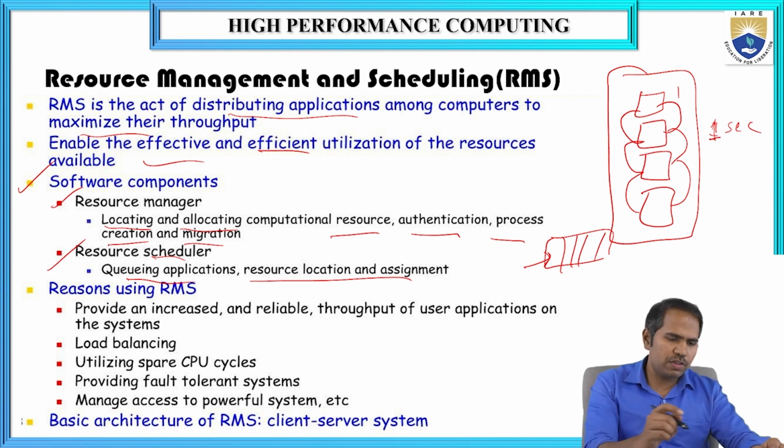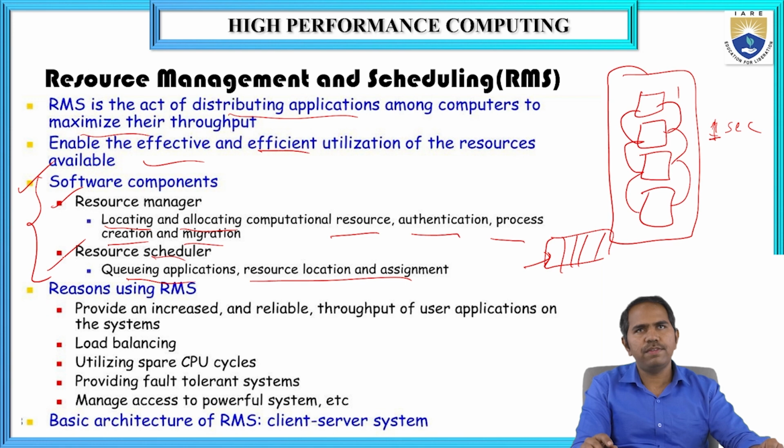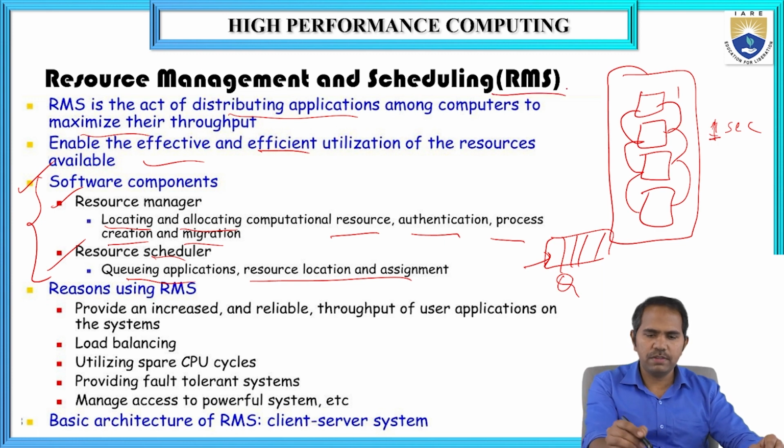So these are the software components: the resource manager and the resource scheduler. The manager allots and manages all the resources, and the scheduler schedules, like queuing applications. The applications arriving for processing have to be kept in a queue. Then, in queuing and resource allocation and assignment, whichever resource is free has to be allotted to a process. So these are the software components used in RMS, resource management and scheduling.